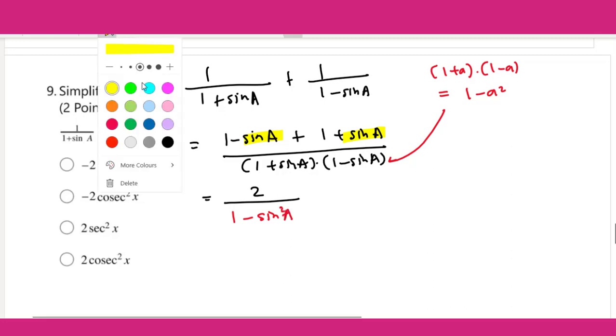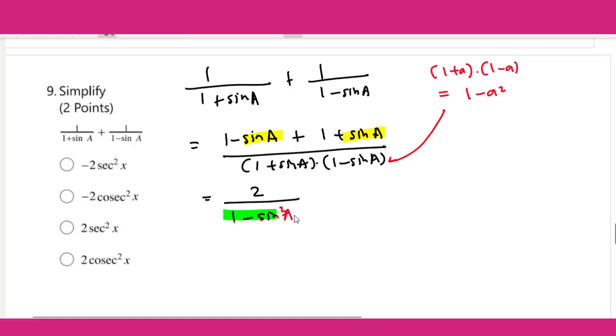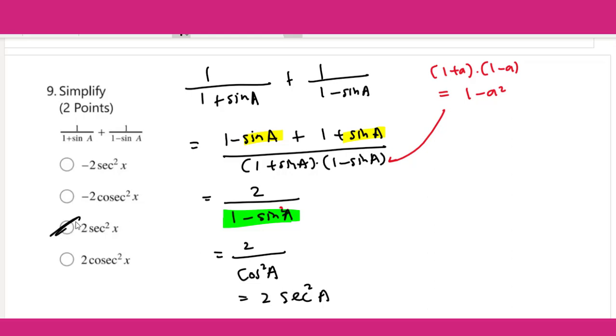Using the identity, this is equal to cos A squared. So 2 over cos A squared, or 2 times secant A squared. The answer is 2 secant A squared.